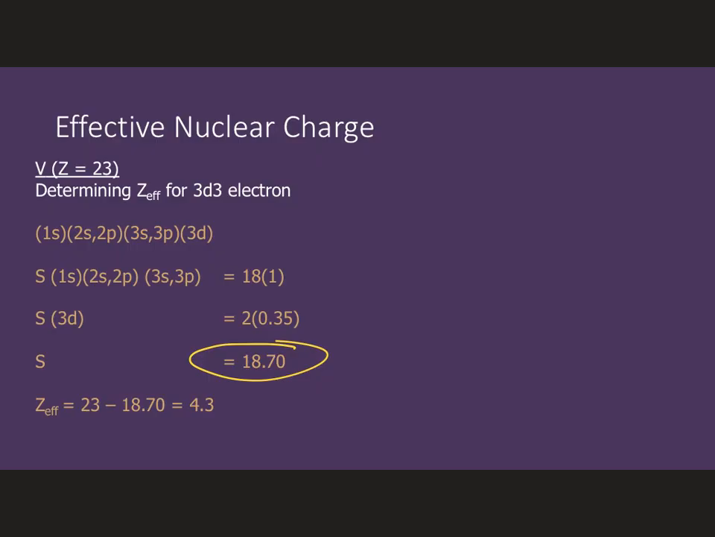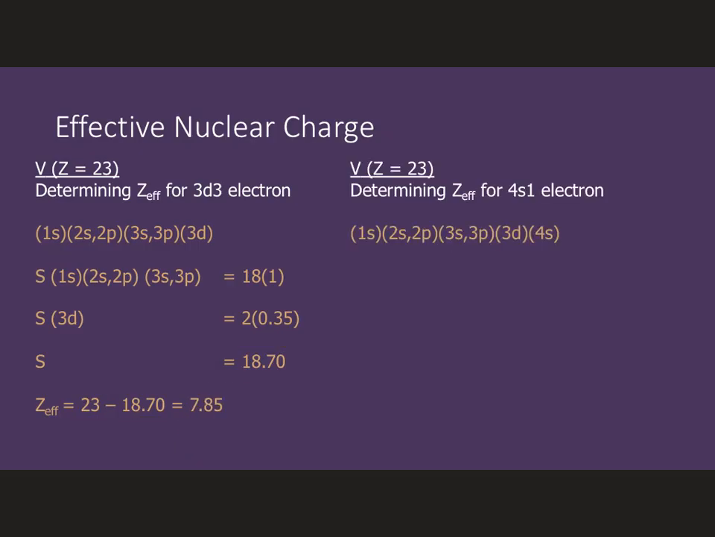So now I just have to put in my atomic number, 23, minus that 18.7, and I find out that a 3d3 electron has an effective nuclear charge of 4.3. So in other words, it's not seeing all 23 protons. On average, it's only feeling 4.3 of those charges.